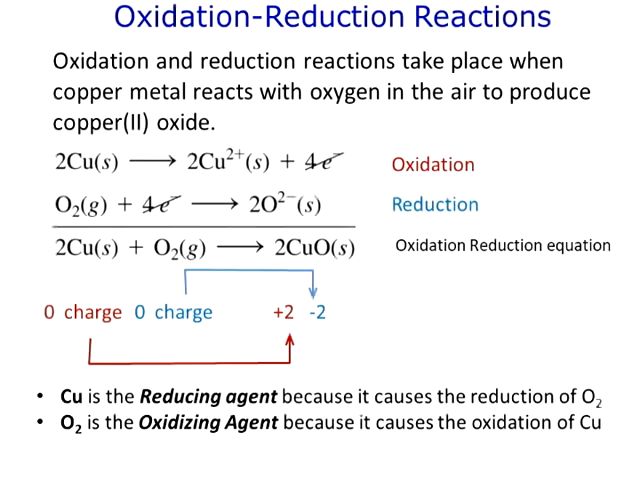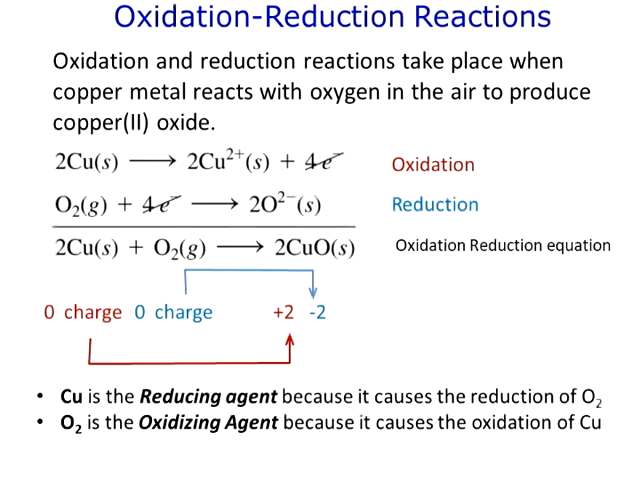So let's take a look at an example of an oxidation-reduction reaction. Again, oxidation reduction takes place when the copper metal reacts with oxygen in air to produce copper oxide, as an example. So we're looking at the oxidation of copper from copper in its 0 state. How do you know it's 0 state? Because it's in its elemental state. And it's being oxidized to copper plus 2. That means 4 electrons were transferred.